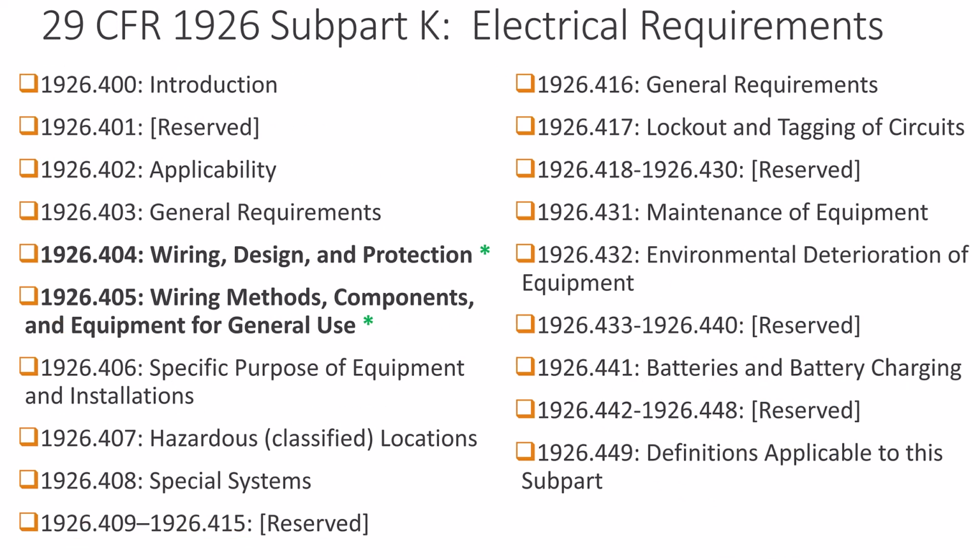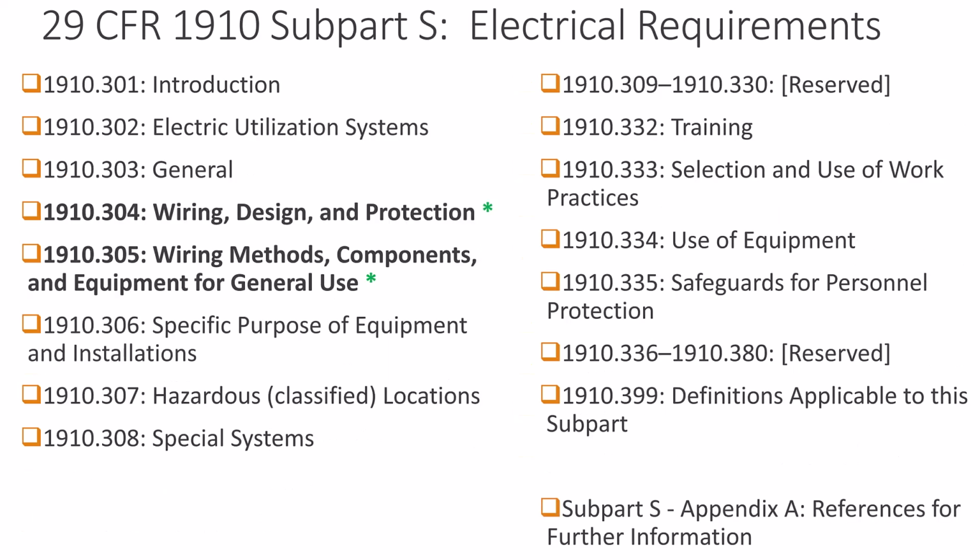So first of all, the OSHA standards for construction, 1926 400 through 449, that is the basic electrical standards. And you see how there's 2 standard groups that I've highlighted in boldface, dealing with 1926 404, wiring design and protection, and then 1926 405, wiring methods, components, and equipment for general use. Well, those sections also show up in the general industry standards, and they're very similar on this next page right here, where we see, again, 1910 304 and 1910 305.